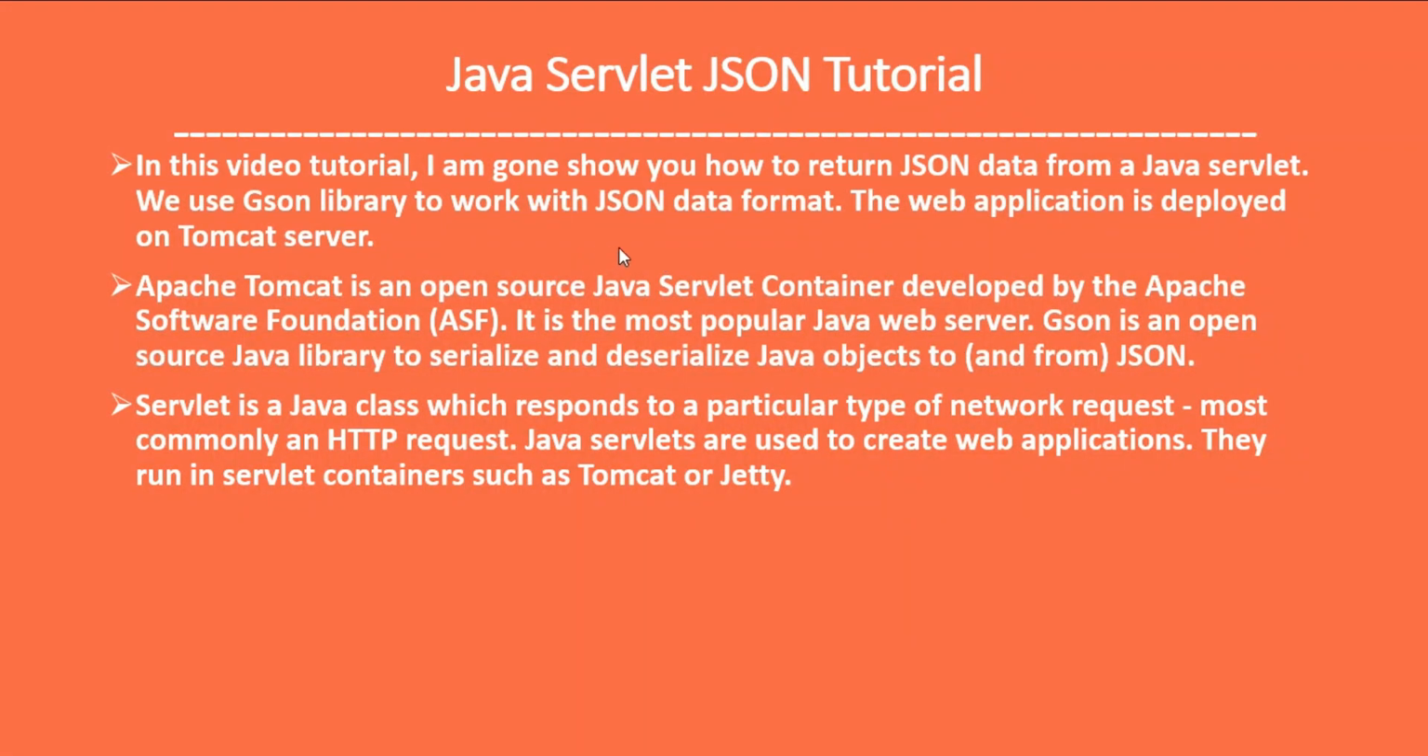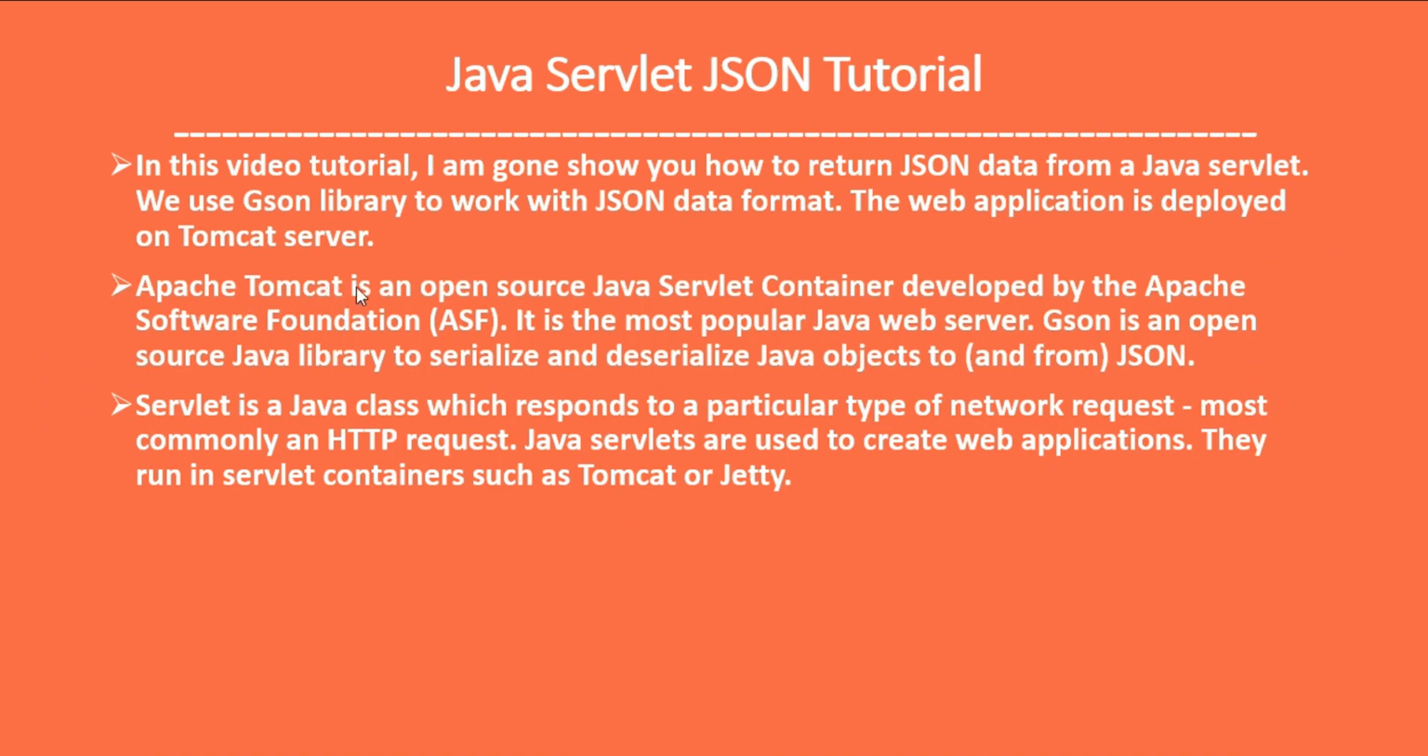In this tutorial I'm going to show you how to return a JSON response from the Java Servlet. We use the Gson library to work with the JSON data format, and we deploy our servlet web application in a Tomcat server. We are going to create a simple web application which has a servlet, and we write logic to return a JSON response from the Java Servlet to the client.